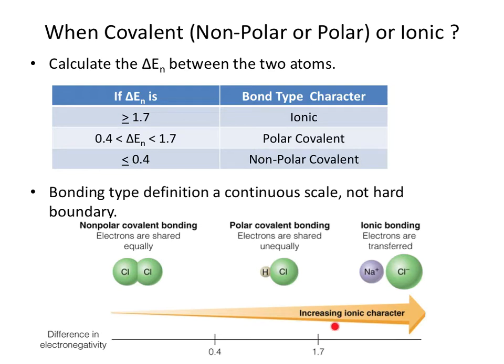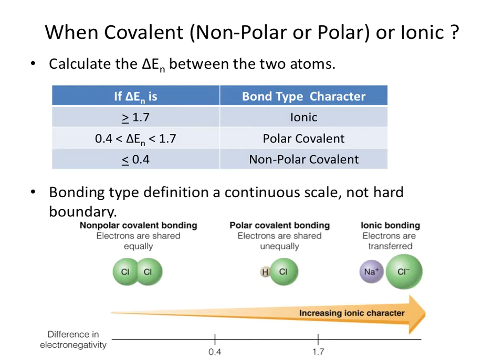Now, that value, the 1.7, is arbitrarily chosen. I've seen as high as 2.0, I've seen 1.8, I've seen as low as 1.6. But for consistency with your book, we're going to use 1.7. Once the delta EN, the difference in the electronegativities between the two bonding elements, is greater than 1.7, we're going to say that the bond characteristic is mostly ionic. Everything else in between is going to be considered to be polar.